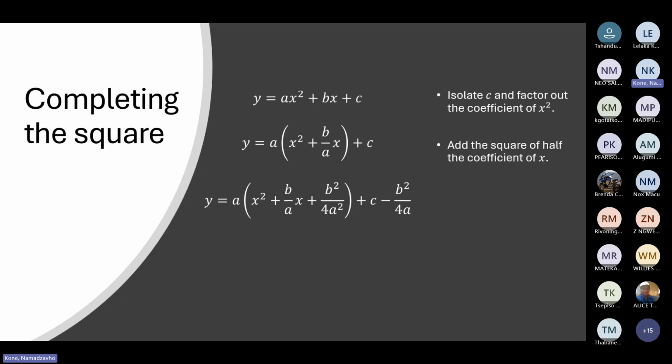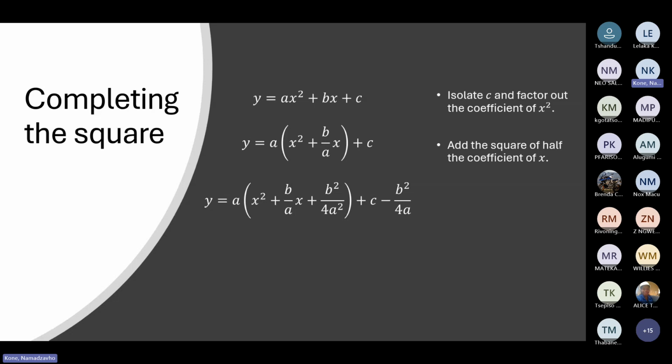Now you will agree with me that when you add that square inside the bracket, you have changed the previous equation. It's now a new equation because it has got something foreign that has joined it, which is b squared over 4a squared. Then we must counter by subtracting this b squared all over 4a squared on the outside.